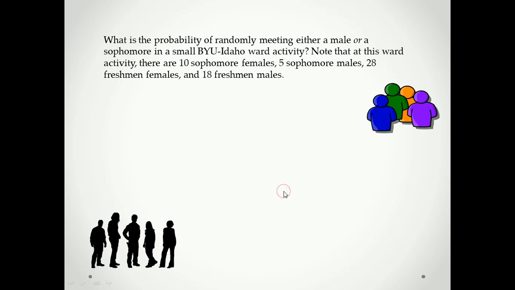Let's take a look at the next question. This one is dealing with the probability of randomly meeting either a male or a sophomore at a ward activity. And it tells us at this activity we have 10 sophomore females, 5 sophomore males, 28 freshman females, and 18 freshman males. And so again, kind of key is in our wording on this question where it says this or, right? We're dealing with meeting either a male or a sophomore.